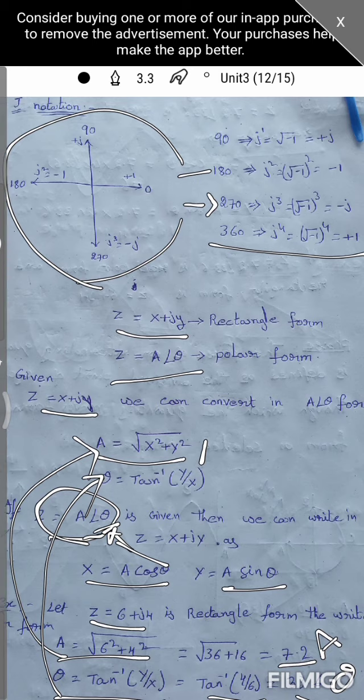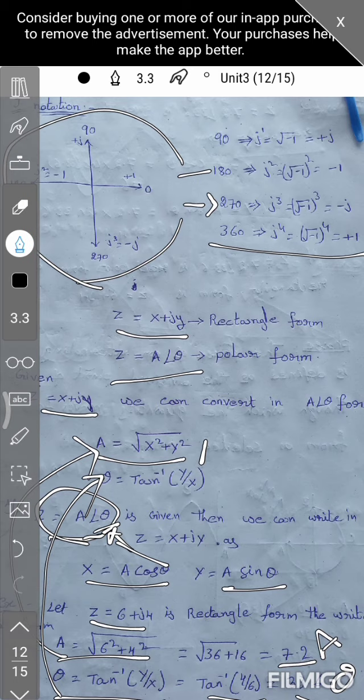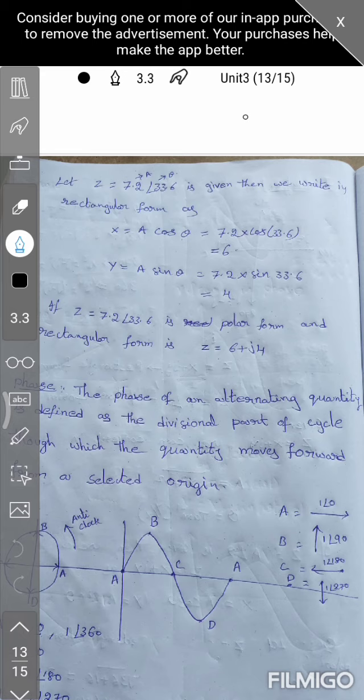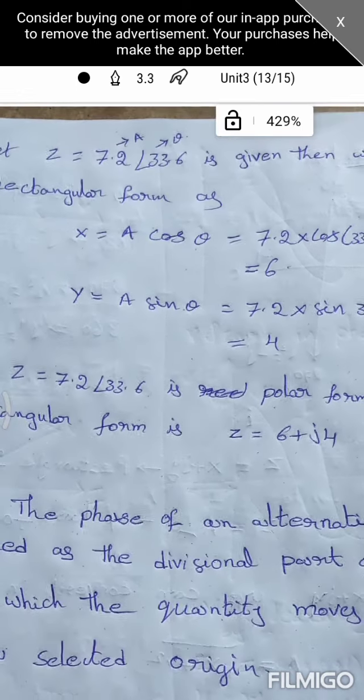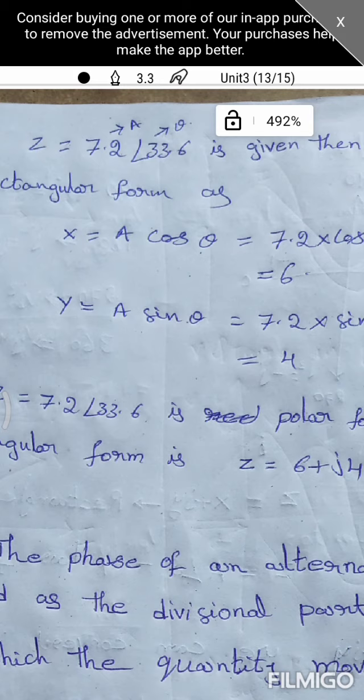Similarly, let us see how to convert polar form values into rectangular values. So I am taking the same problem for cross checking purpose. Let us take a polar equation as Z is equal to 7.2 at an angle 33.6. This is the polar form equation. Now we are going to convert this into the rectangular form. How can we convert this in rectangular form?